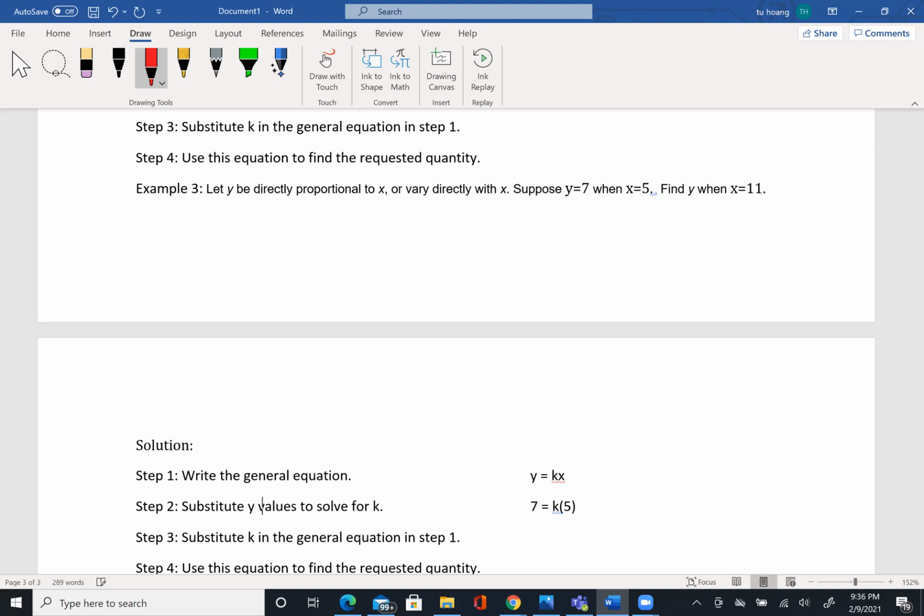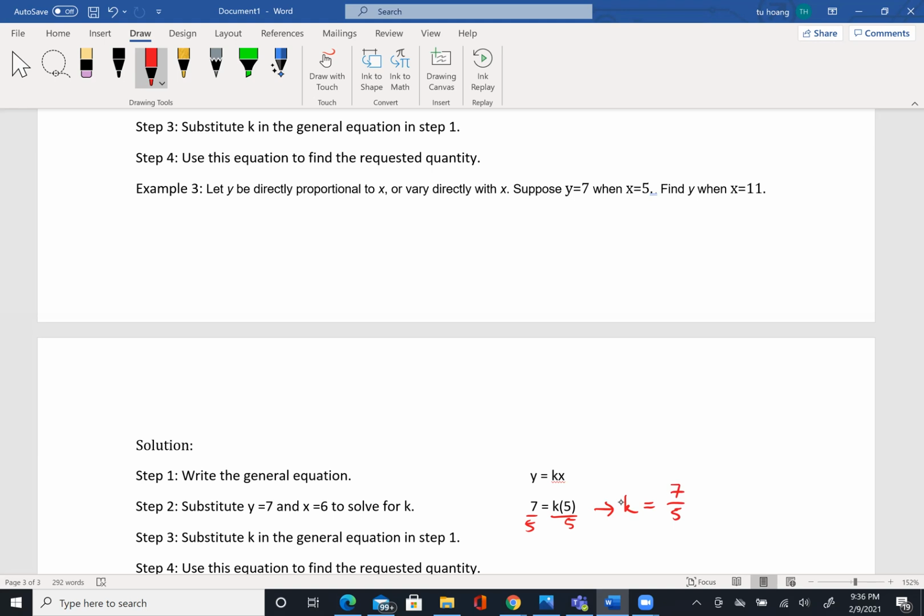Y equals 7, and x equals 5, to solve for k. Now I'm going to solve for k by dividing both sides by 5. Let me write it out. Divide both sides by 5. So I have k equal to 7 over 5.